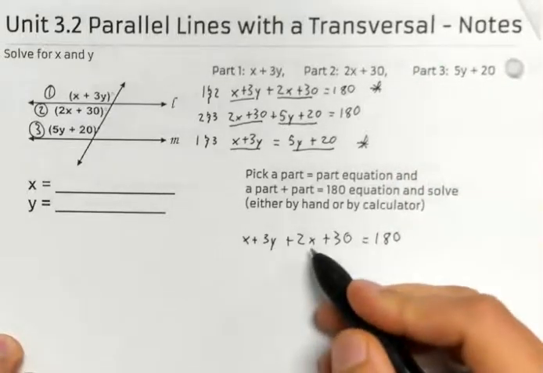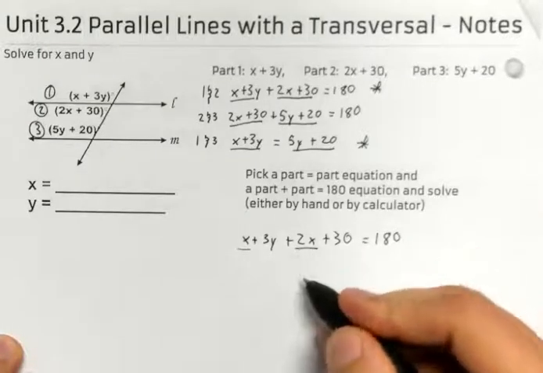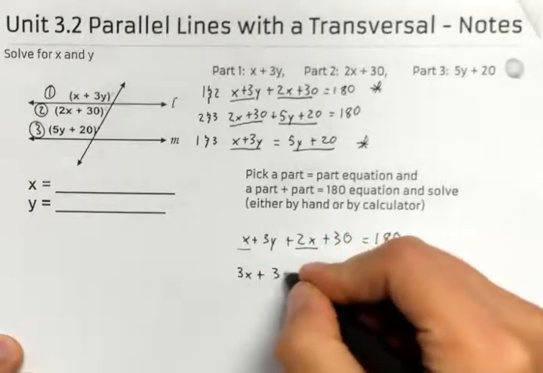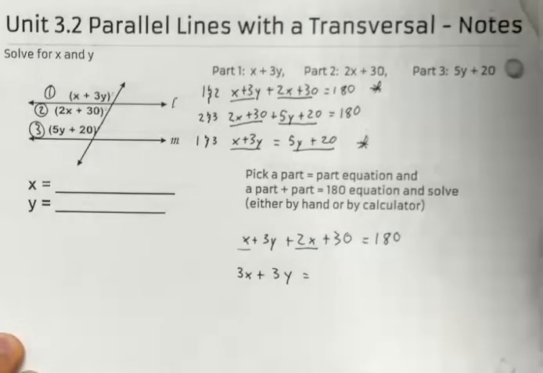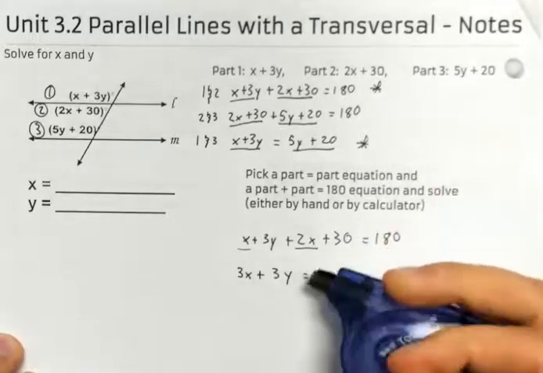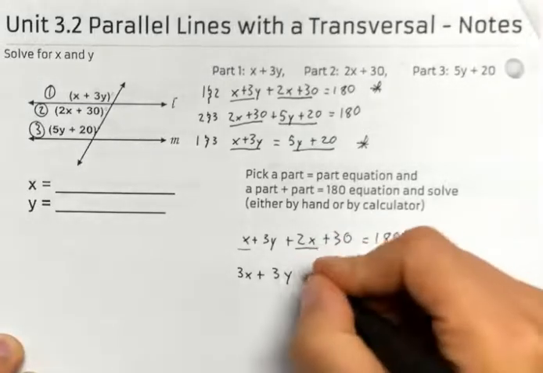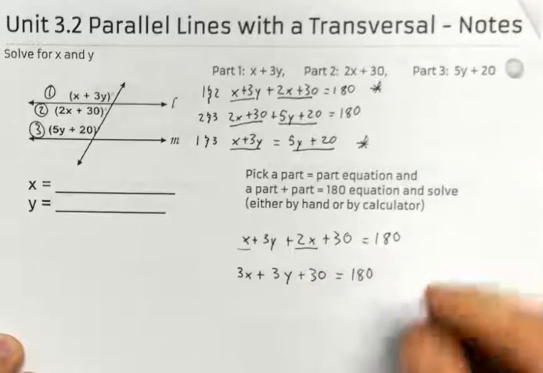So I'm going to combine my like terms. So I've got my x and 2x, so I can combine those. I get 3x plus 3y plus 30. I forgot about that. Okay. So plus 30 is equal to 180.